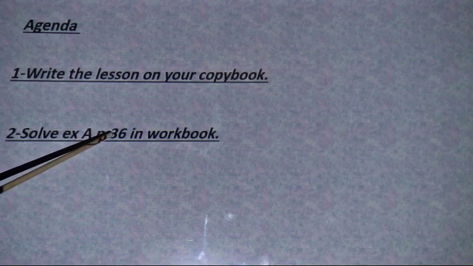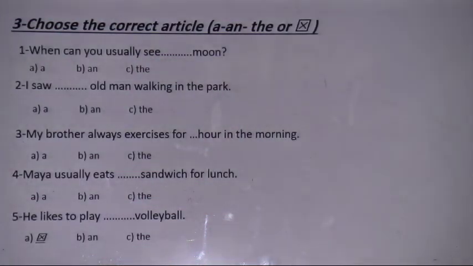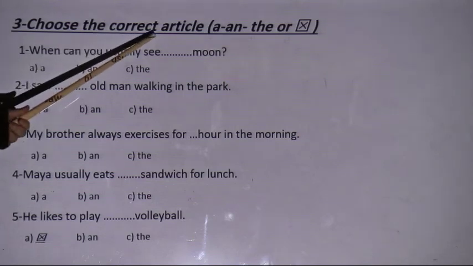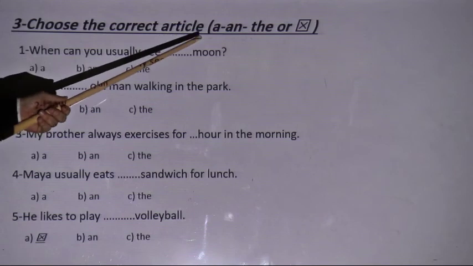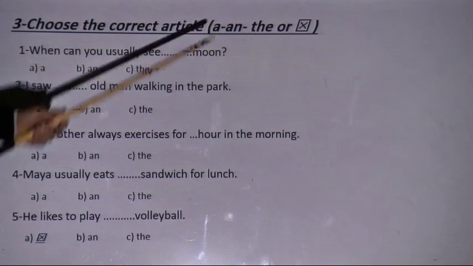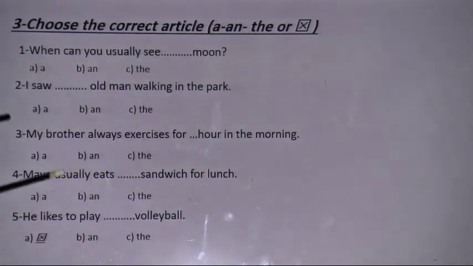بالنسبة للوظيفة, first one, write the lesson on your copy book. اكتب هذا الدرس على دفترك. Number two, solve exercise A, page 36 in workbook. حل التمرين A بالصفحة 36 في كتاب الأنشطة. Three, choose the correct article: A, an, the, or none. None يعني ما موجود أي أداة.